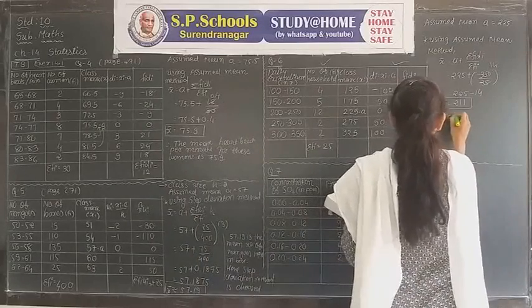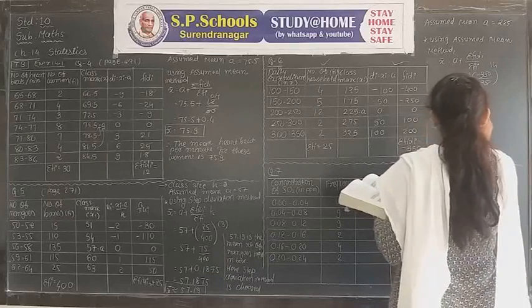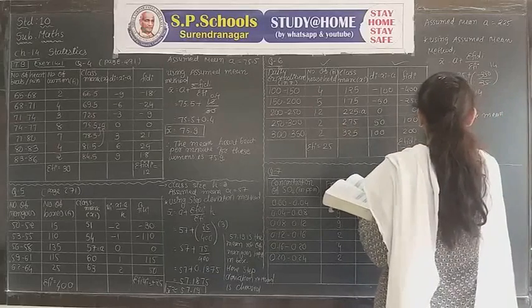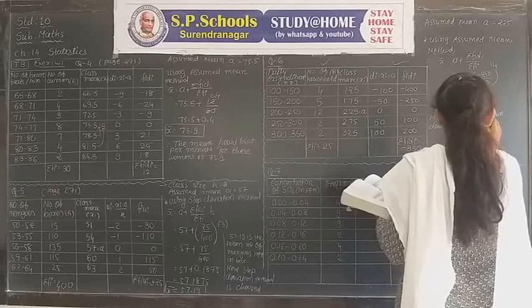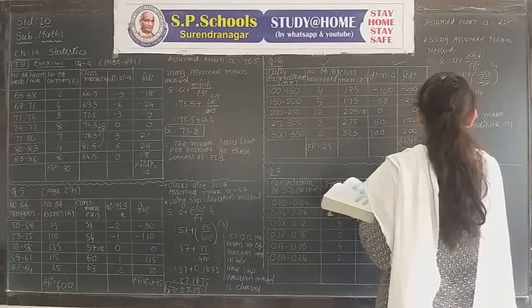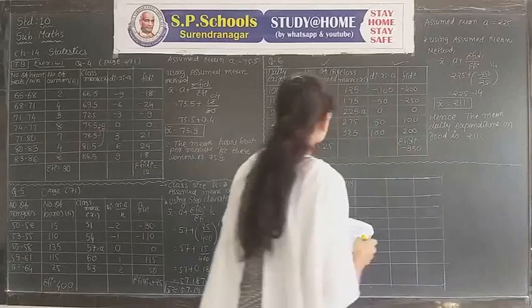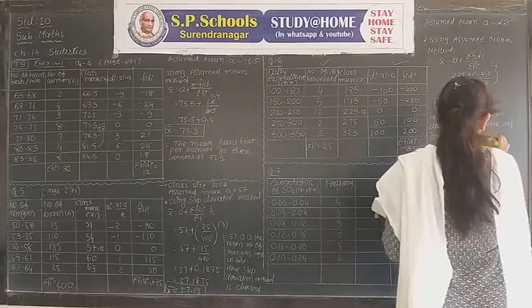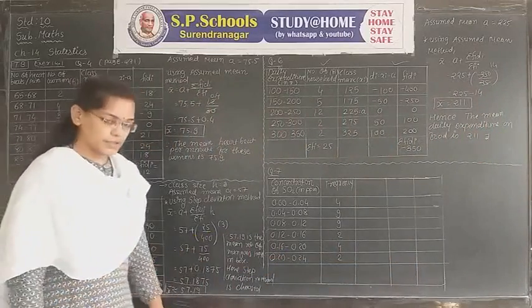Hence the mean daily expenditure on food is 211 rupees. You can also write the unit as rupees. Hence the sixth number is completed here.